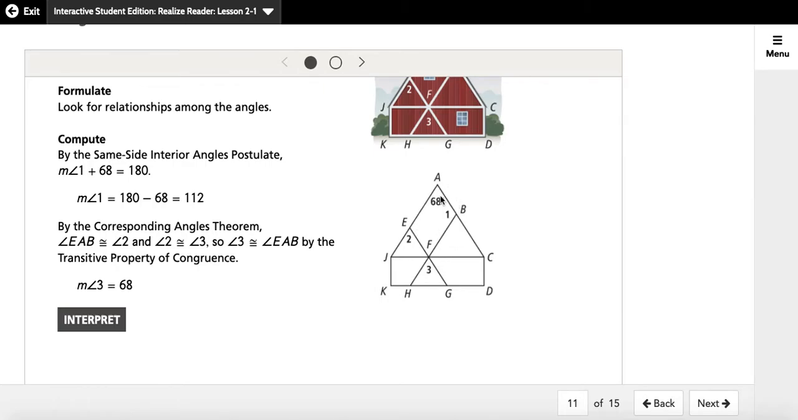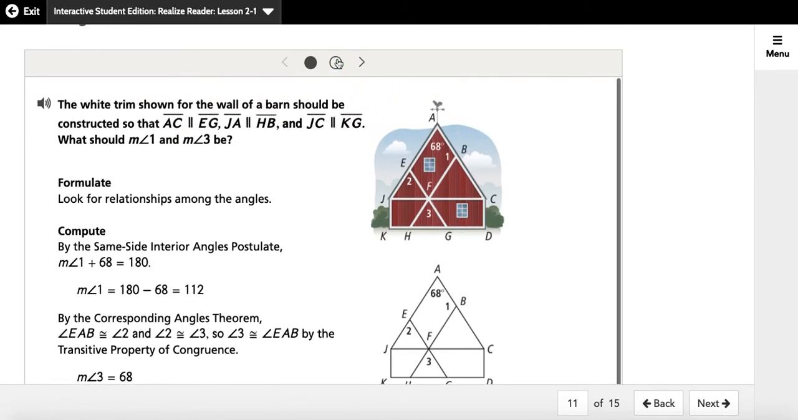We have EAB, the 68, is congruent to the 2 because they're corresponding angles. And then angle 2 is congruent to angle 3 because it's also corresponding angles from the other parallel lines and transversal. Therefore, the measure of angle 3 must be 68. I was going to go with 68 because F and 1 are supplementary. So there are other ways to do it, as long as you're getting the right answers. Like I mentioned before, with parallel lines and a transversal, all the angles either equal the original or 180 minus it.